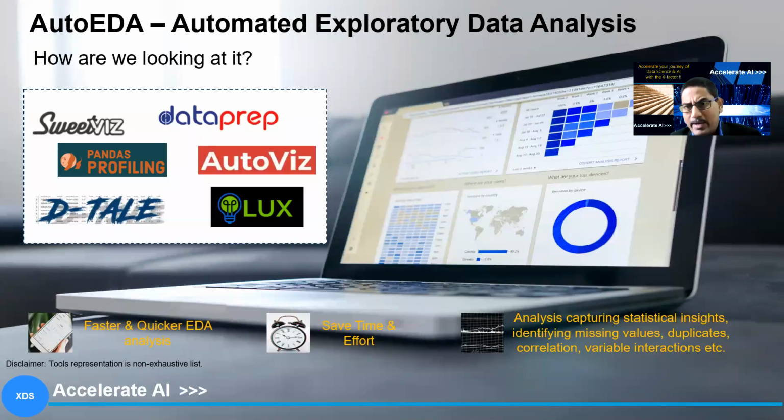So we have seen why auto EDA packages are important. One, it's faster and quicker. Second, it saves time and effort. And third, it gives you a lot of analysis to play around with: statistical insights, identifying missing values, duplicates, correlation, variable interactions, and so on. We see how different packages provide powerful techniques and how we can leverage them. Obviously, we would have our own EDA analysis on top of it, but when we get onto an unknown data set, this can save a lot of time. And then we can see exactly what DTale offers, as a quick demo as part of this session.